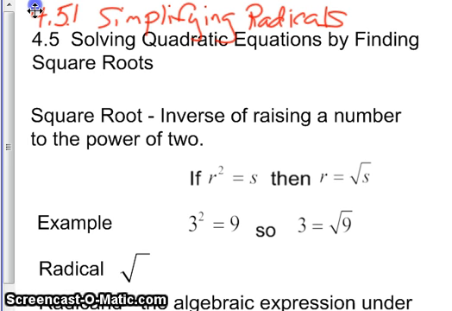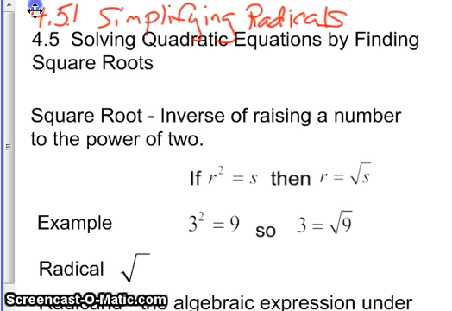Alright, so first thing is we've got some definitions. The definition of a square root is the inverse of raising a number to the power of 2. We have that written in English here, and then we have this algebraic expression that is also considered to be the definition of a square root. If we take a number, in this case I'm calling it r, and I raise it to the power of 2 and say that equals s, by definition, that means that the square root of s is r.